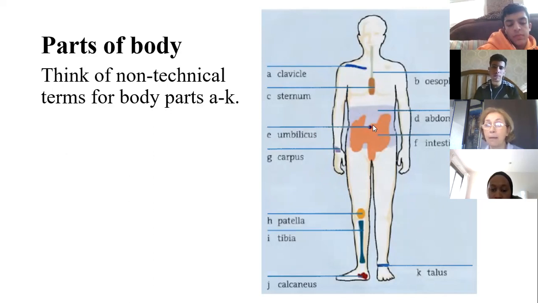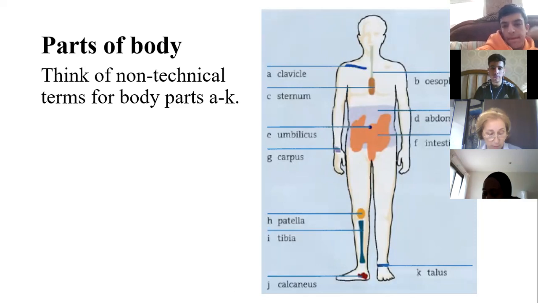Stomach? Belly button. Belly button, yeah. And for abdomen, this is stomach. Okay, or tummy or belly, right? And for corpus. Rest. And there was what else?